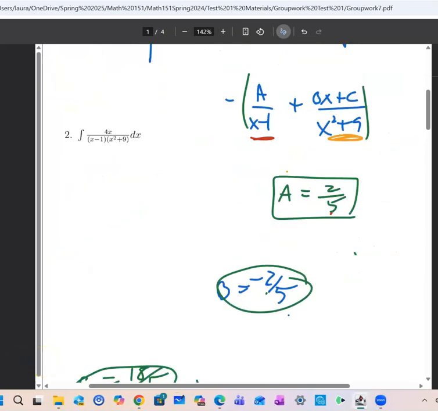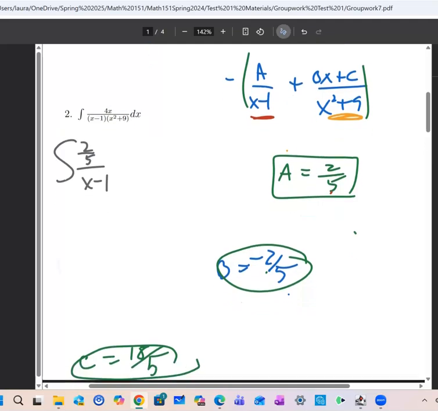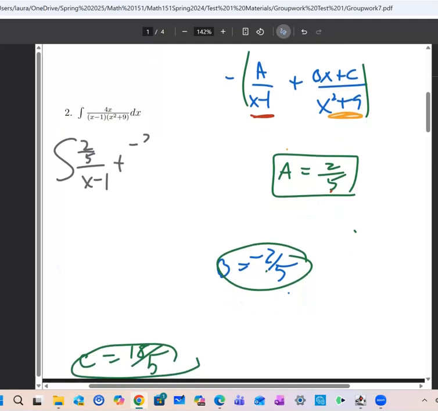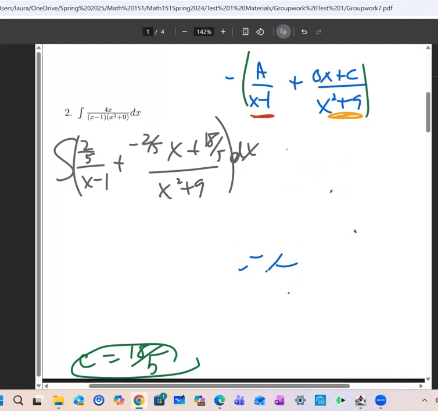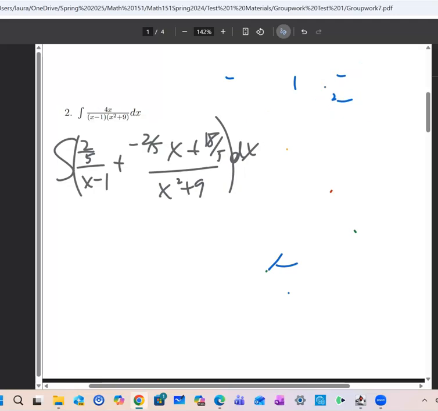Okay, so then I plug all of these numbers in. So I get a 2/5 over an x minus 1. The B is a negative 2/5, and I put that in front of the x. And then I get an 18/5 over an x squared plus 9 dx. Okay, I want you to be careful because there's a mistake that can be made here, and I don't want you to do it.